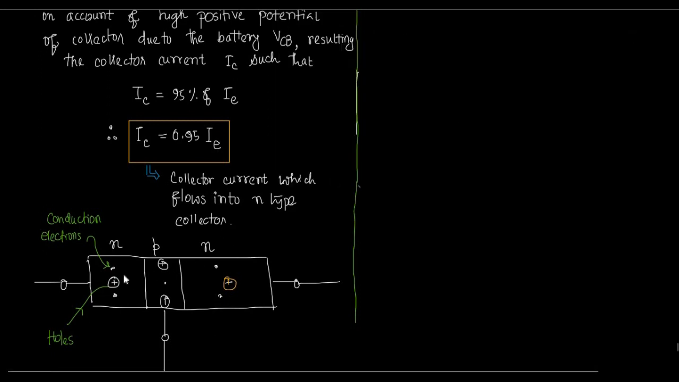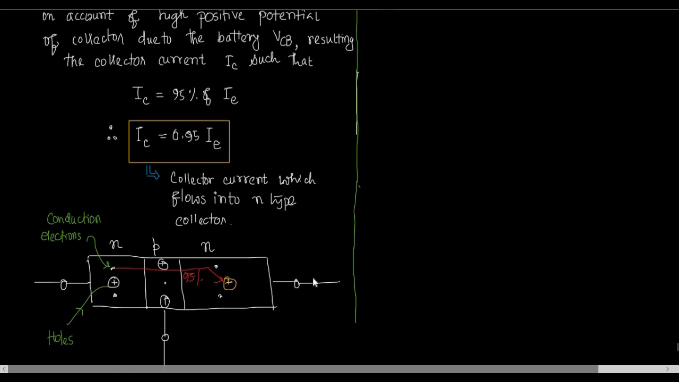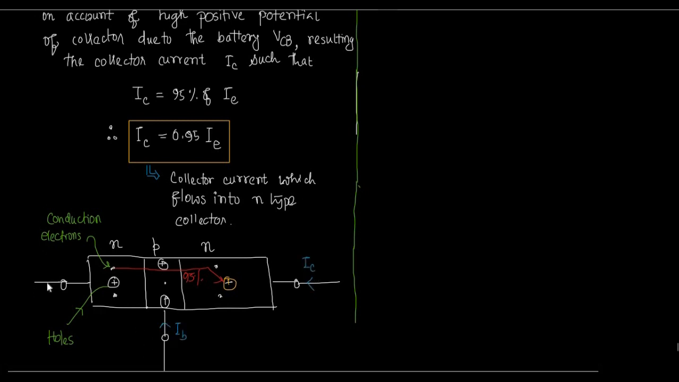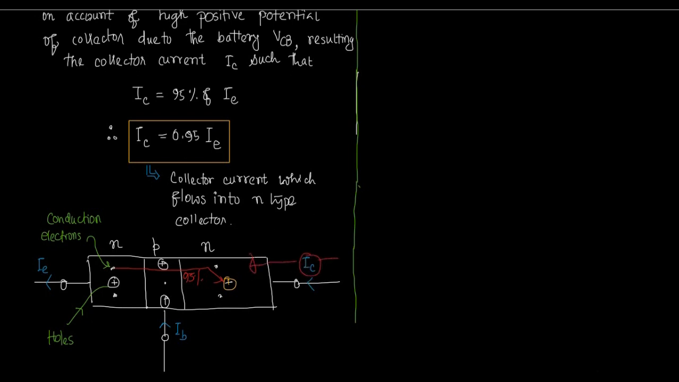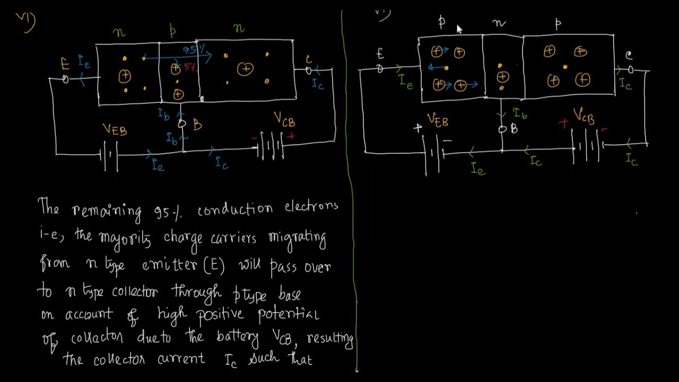Here the remaining 95% of conduction electrons migrating from the n-type emitter will pass over to the n-type collector, and these electrons will recombine with the holes existing in the collector, producing the collector current IC. The collector current IC flows into the n-type collector, but the emitter current IE flows away from the n-type emitter.